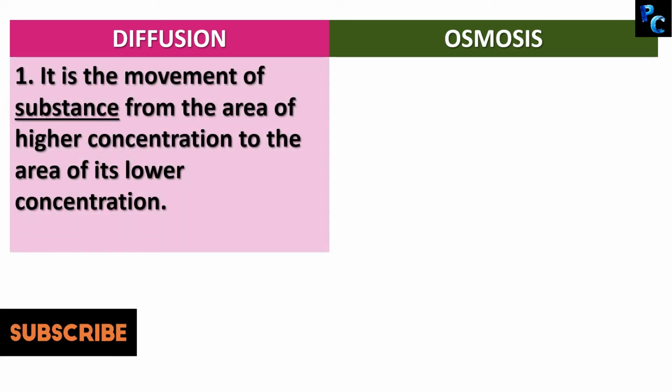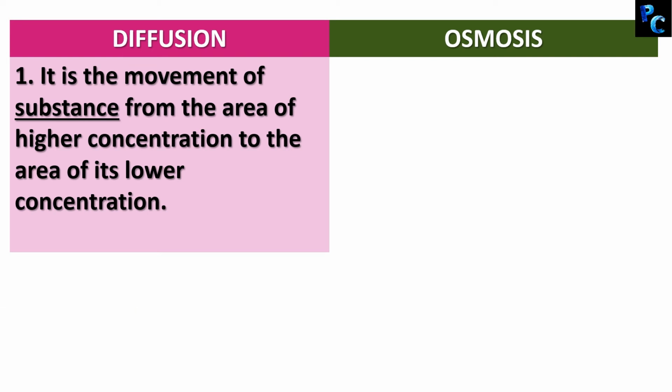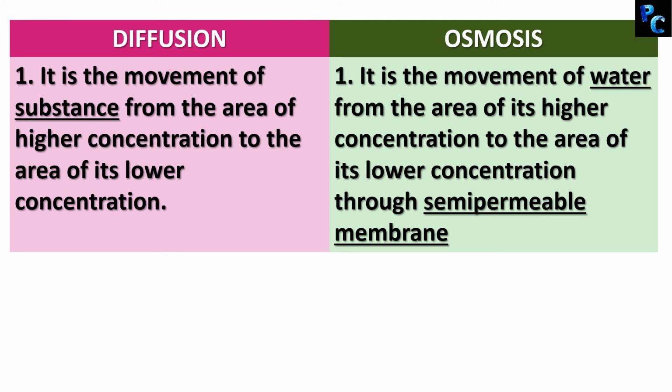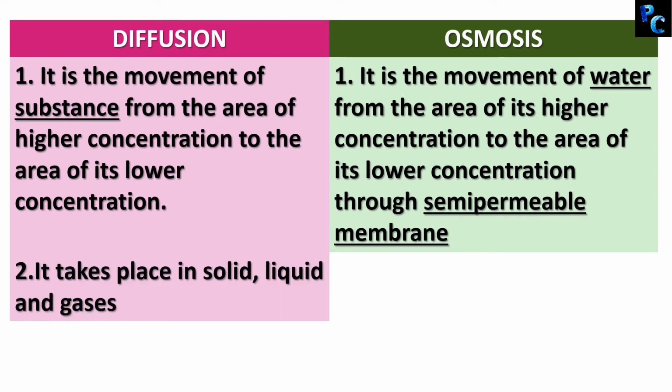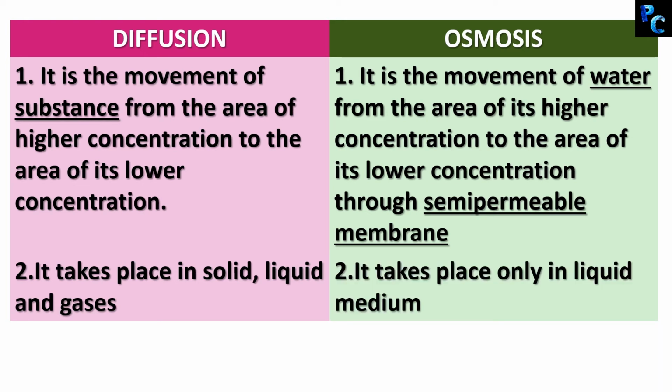Diffusion is the movement of substance from an area of higher concentration to an area of lower concentration. So this is the movement of substance. Remember, not water. But osmosis is the movement of water from an area of higher concentration to an area of lower concentration through a semi-permeable membrane. Diffusion takes place in solid, liquid and gases. Osmosis takes place only in liquid medium where water is there.